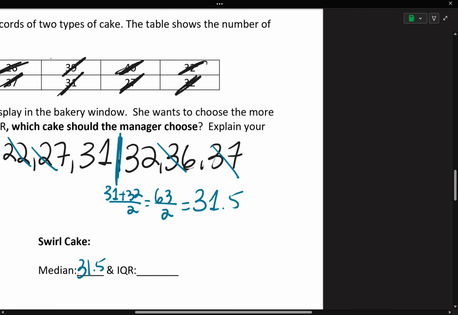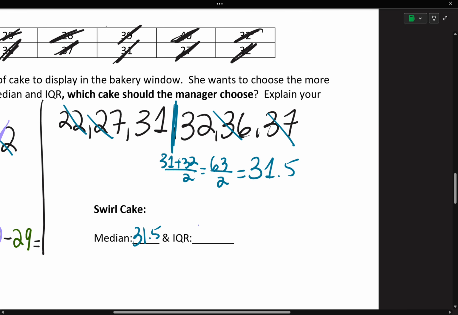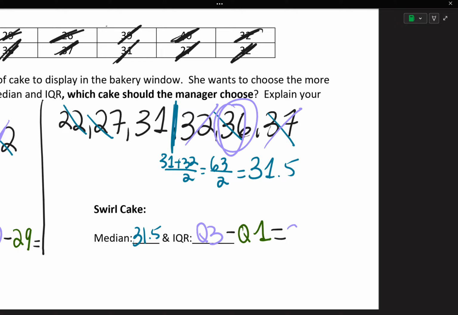For IQR, we need to do Q3 minus Q1. So let's find Q3 and Q1. Q3 is the middle of the right side of our data, which is the bigger numbers. 36. Q1 is the middle of the left-hand side of our data, which is always the smaller side of our numbers. And there's 27. 36 minus 27 is 9. Which means there's either 9 more or 9 less swirl cakes baked.